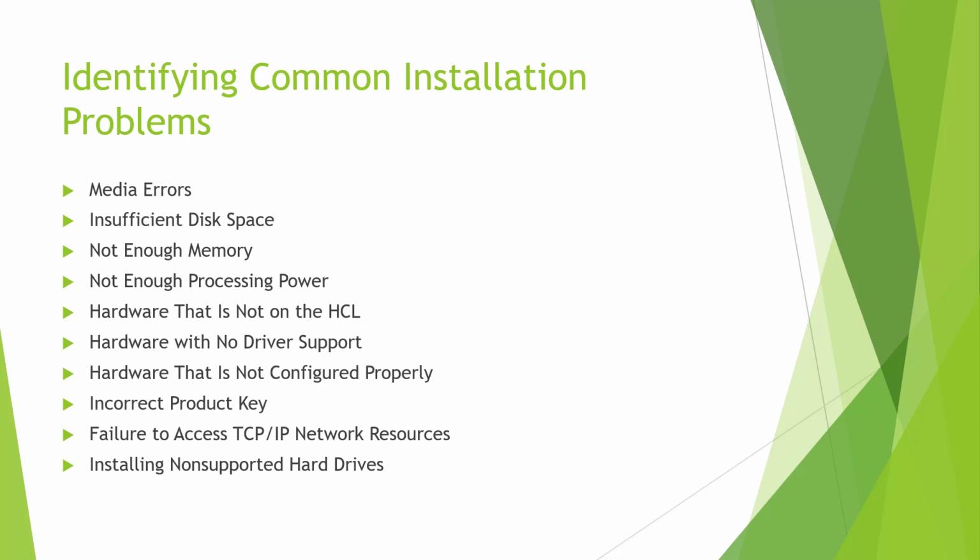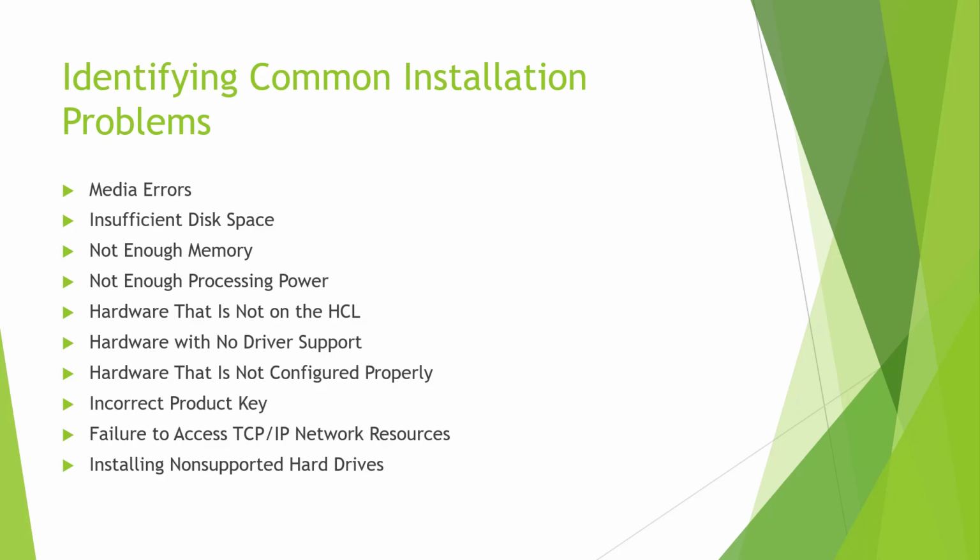What about if there's not enough processing power? Windows 10 does require at least a gigahertz of processor or more. If you're barely meeting the bare minimum, performance is going to take a hit. So if you only have a single 1 gigahertz processor, Windows 10 may not be the option.